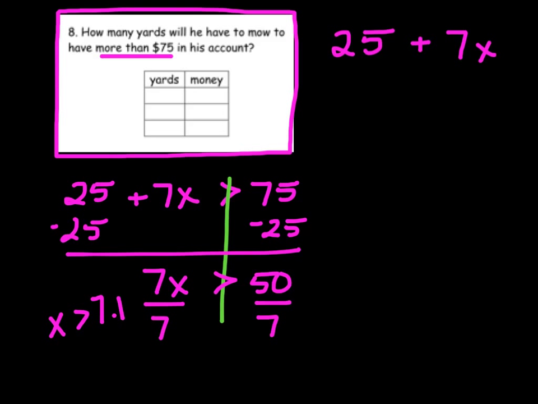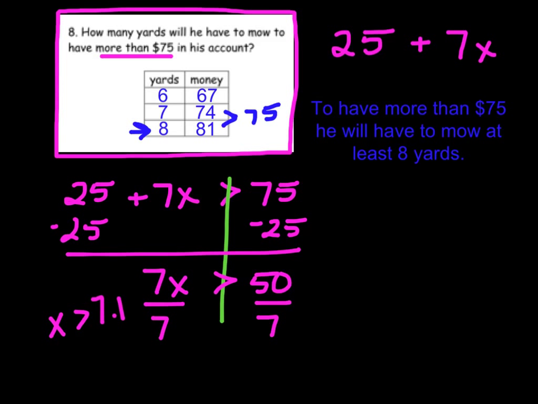So let's fill in our table for what this would look like at 6, 7, and 8 yards. So I know at 6 yards mowed, he's going to earn $67. At 7 yards mowed, he's going to have $74. And at 8 yards mowed, he's going to have $81. So in order to have more than $75, because 75 would fall somewhere between 74 and 81, he'll have to mow at least 8 yards. So my statement this time, in order to have more than $75, he will have to mow at least 8 yards.